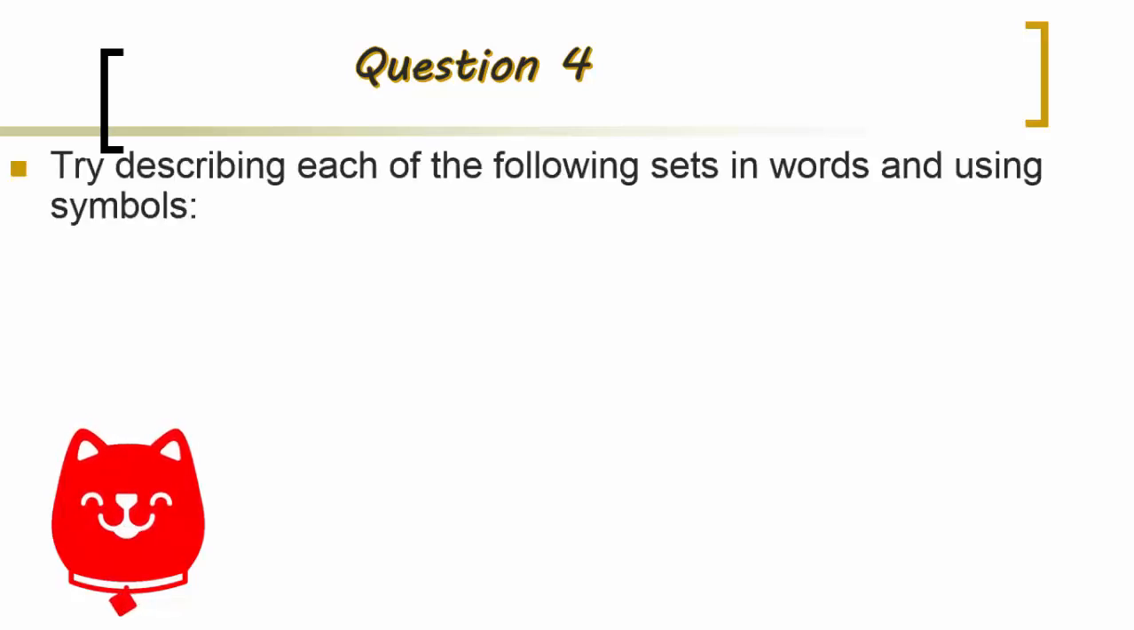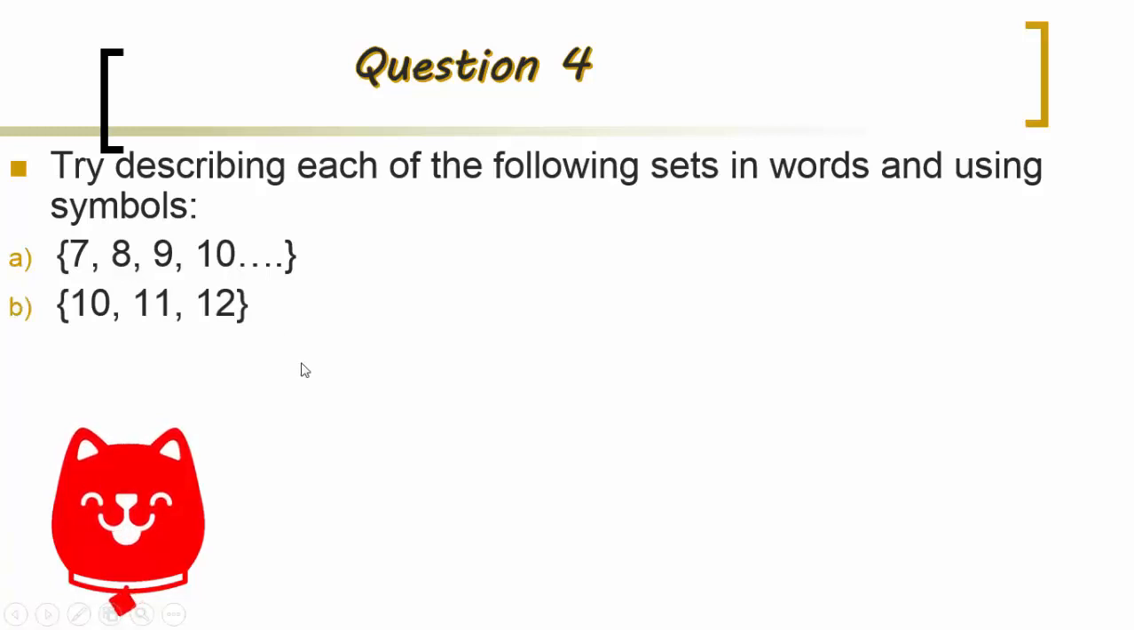All right, let's look at question number 4. We're going to try to describe each of the following sets using our symbols, and I'll just say it in words. Here we have the set of natural numbers 7, 8, 9, 10, and it goes on and on. So it's the set of natural numbers from 7 on.